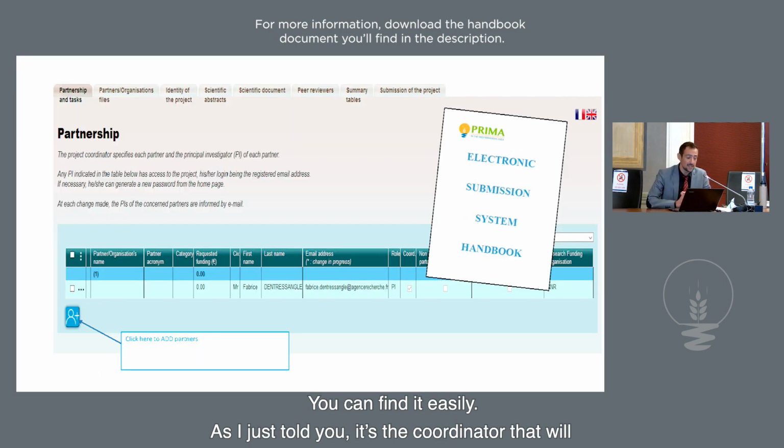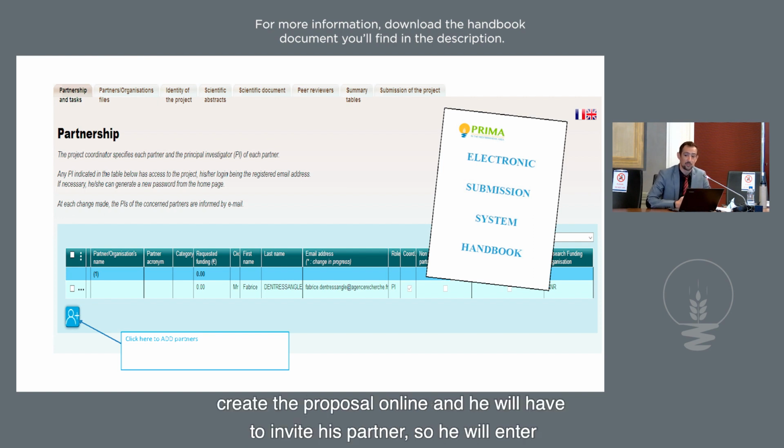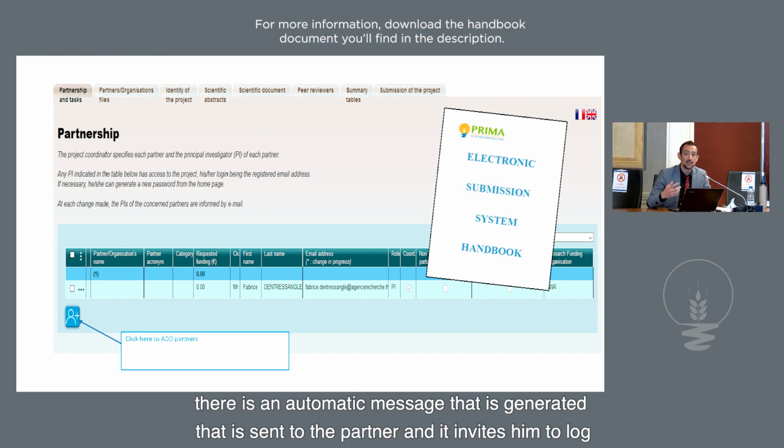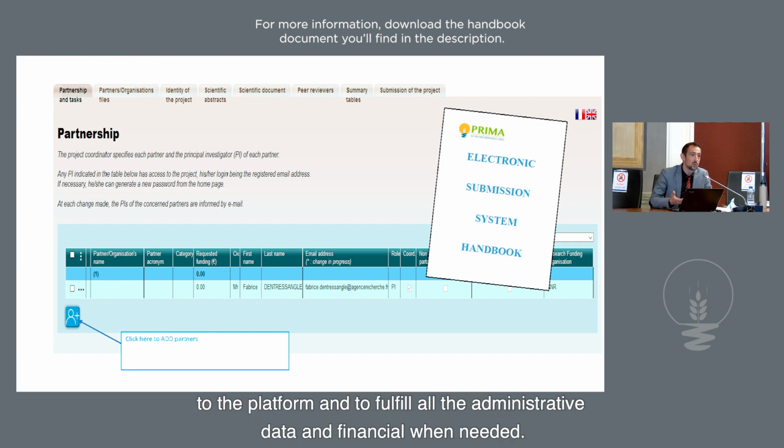Next one, please. As I just told you, it's the coordinator that will create the proposal online, and he will have to invite his partners. So he will enter the data of his partners, mainly the name and the email address. Once this is done, an automatic message is generated and sent to the partner, and it invites him to log in to the platform and to fill in all the administrative and financial data when needed. Next one.